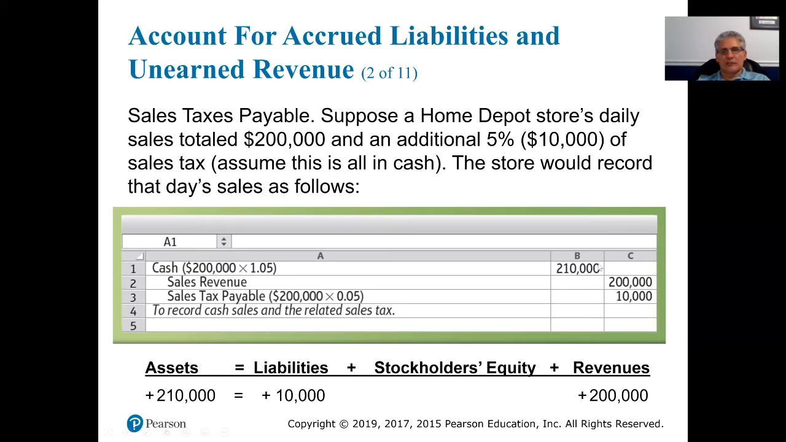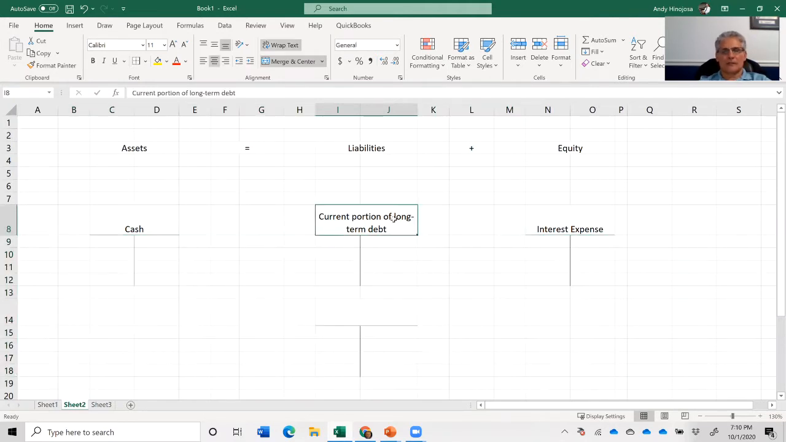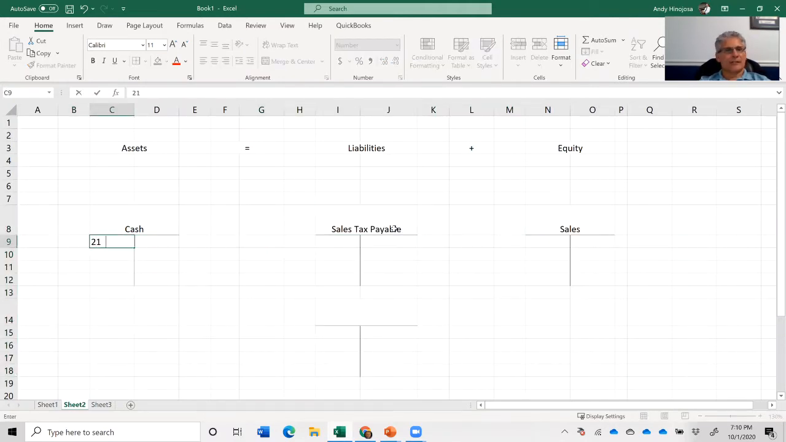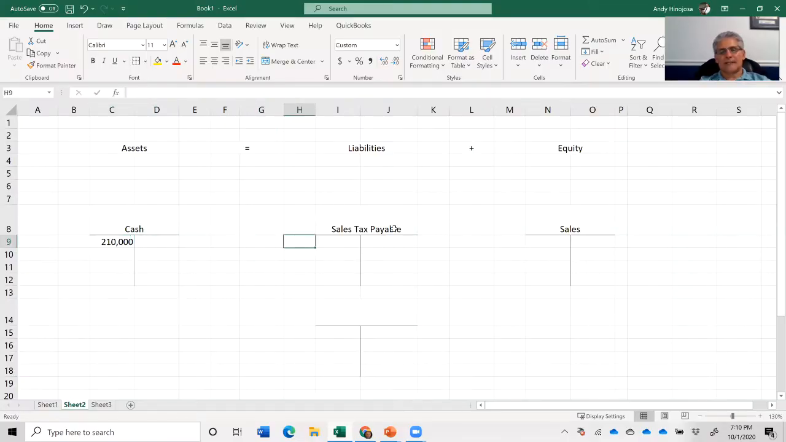Sales revenue will be the 200,000, and the additional sales tax is the 5%. 5% times 200,000 is the 10,000. This is to record the sales and related sales tax. The way this is going to work on T accounts, we're going to debit $210,000 in cash, credit sales for $200,000, and credit sales tax payable for $10,000.